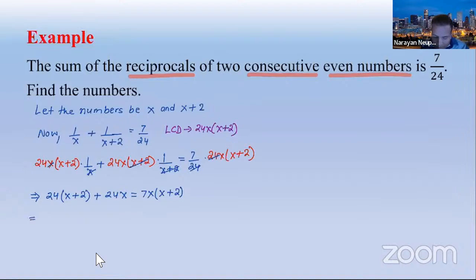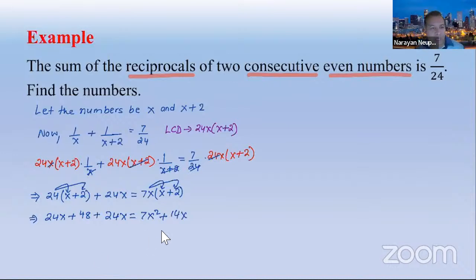In the first term, you can distribute that 24x, and then 24 times 2 is 48. Also, there is a 24x there, equal to, on the right side, 7x times x, 7x squared. We are distributing there also. 7x multiplied by 2 is 14x.